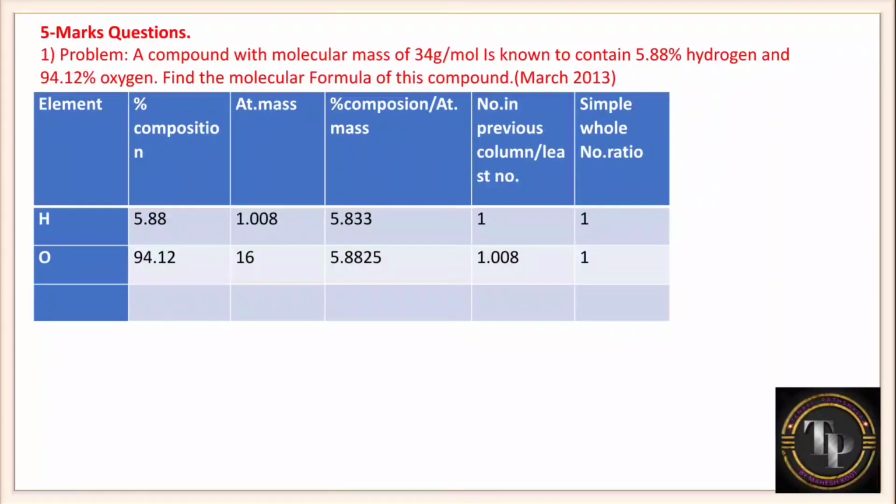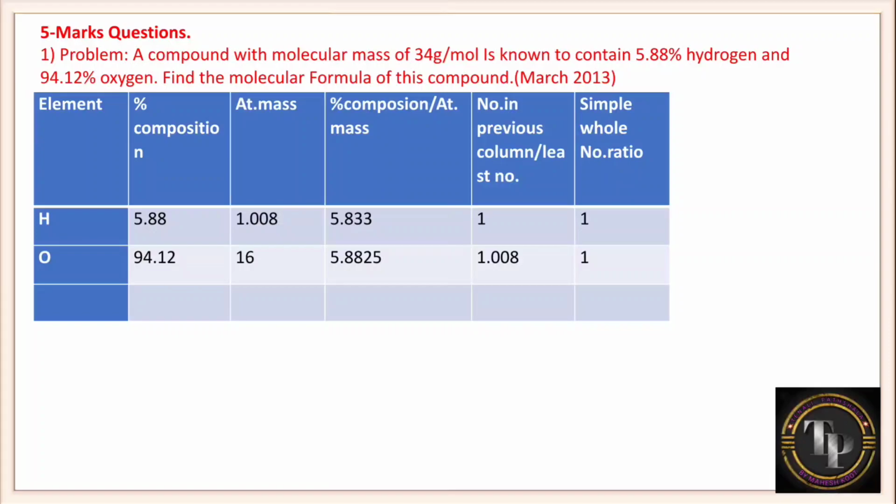If you divide 94.12 by 16, you will get 5.8825. So the numbers are 5.833 and 5.8825, and the least number is 5.833. Therefore, I have divided both numbers by 5.833. 5.833 divided by 5.833, you will get 1. 5.8825 divided by 5.833, you will get 1.008, which is approximately equal to 1.